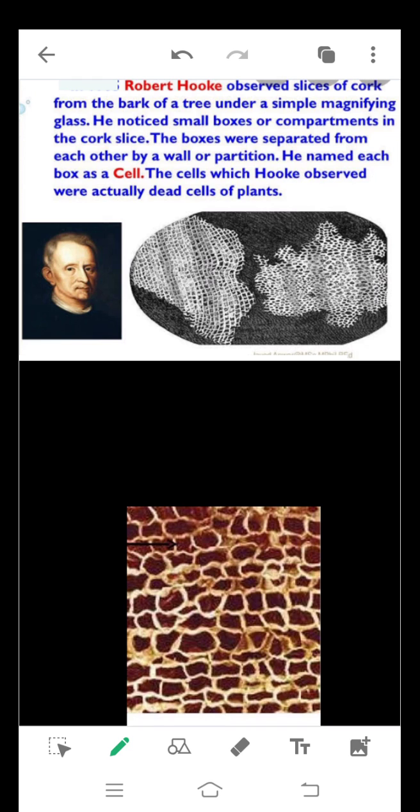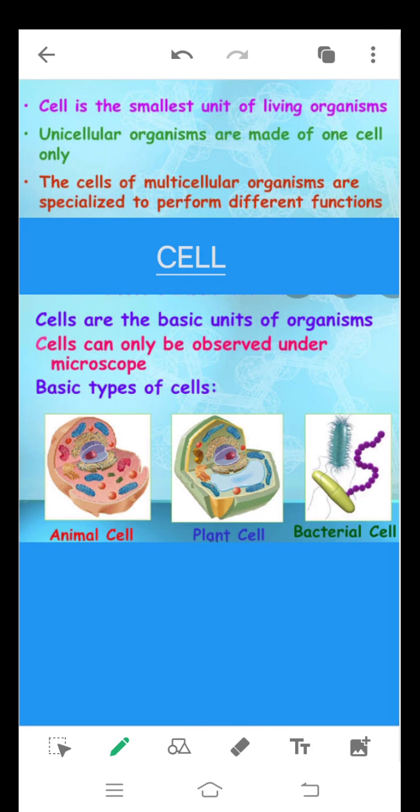So on observing that thin slice of cork, he could see small compartment-like structures which were resembling a honeycomb. And every small compartment he gave a name as cell. And further, we came to know that every living organism is made up of cells, whether it is a unicellular organism or multicellular. Every organism, the body is made up of cells. So cells are the basic units of organisms. Cells can only be observed under a microscope.